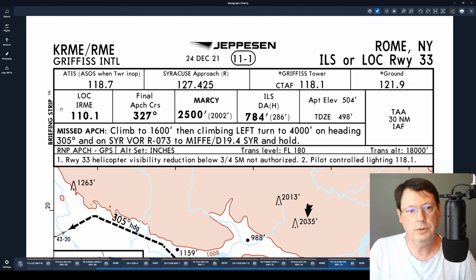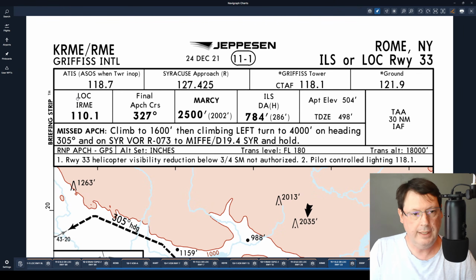Okay, so we come down here. This is the information you need to actually fly the approach. This right here, Localizer IRME 110.1. So that's the frequency you tune in your nav radio in order to pick up the final approach course. Well, in order to pick up the localizer and glide slope for the ILS.